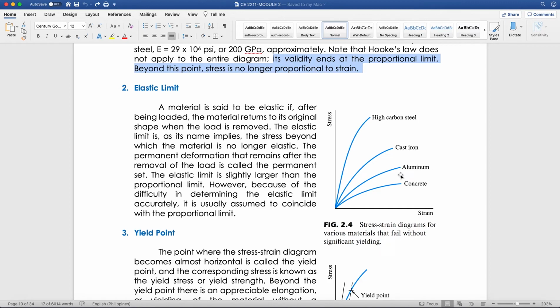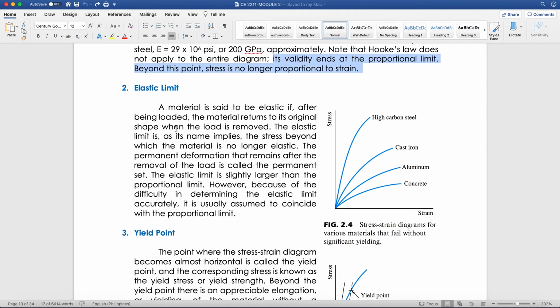Okay? Take note that concrete is very weak in tension, but it is very high in compression. Okay? But of course, we still get the stress strain diagram in relation to compression.